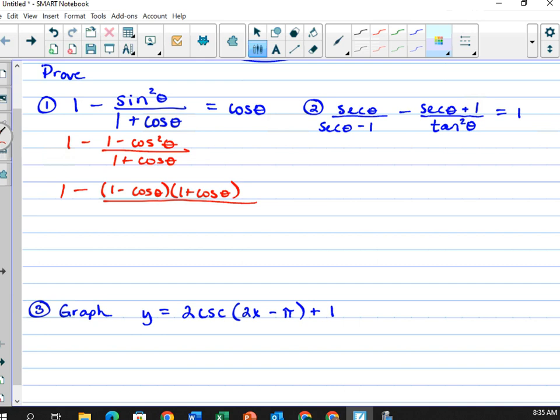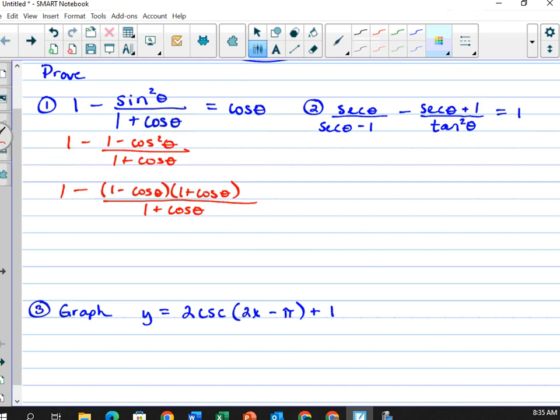So sine squared is 1 minus cosine squared. Okay. Difference of squares, factored, like x squared minus 4.